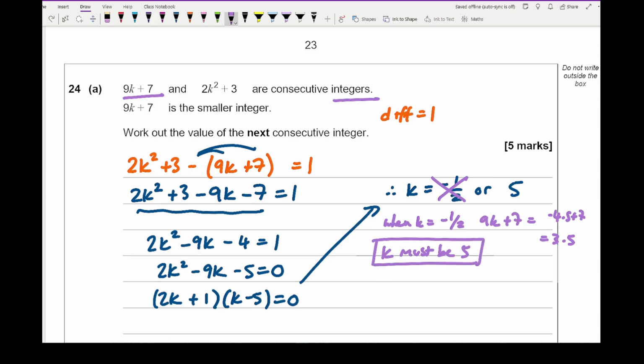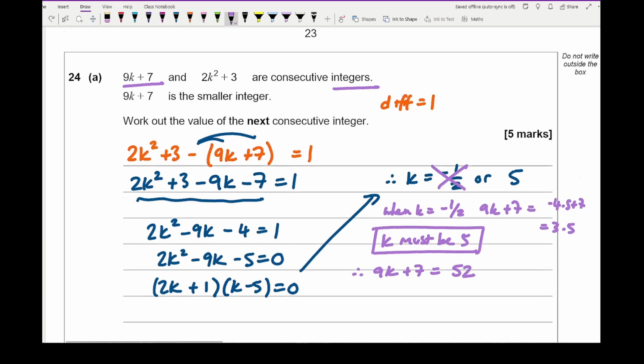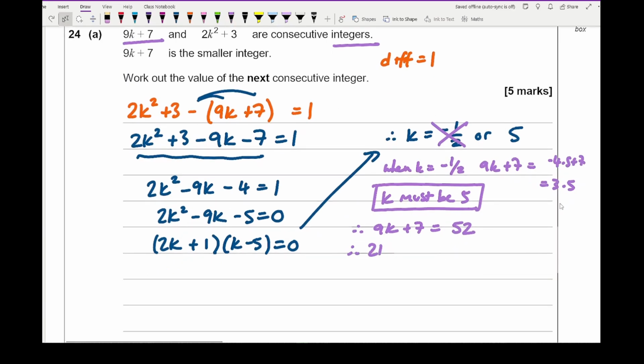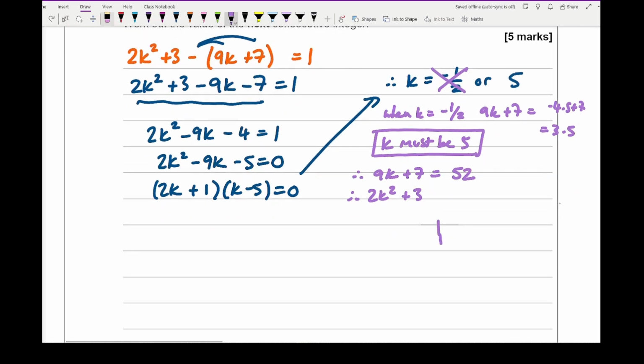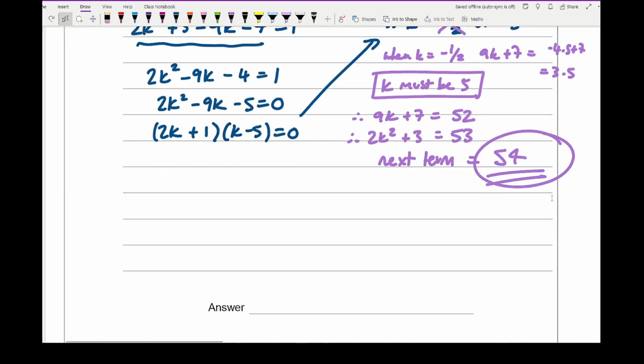Now if k must be 5, I then need to work out what these terms are. So 9k plus 7 is going to be 9 times 5, which is 45, plus 7, which is 52. Then 2k squared plus 3. Well, k squared is 25, times 2 is 50, plus 3 is 53. So the next consecutive number has got to equal 54, and there is my answer.